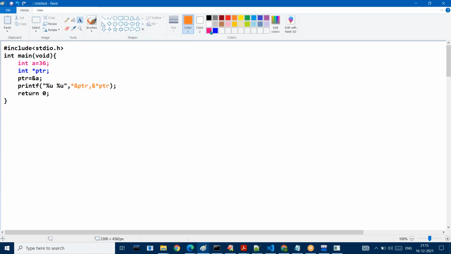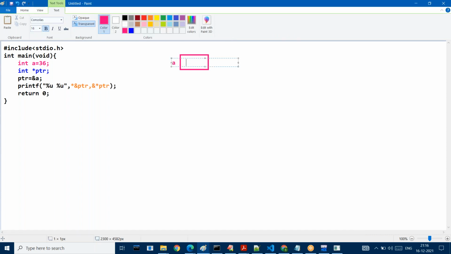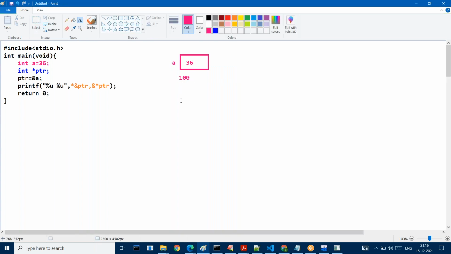Observe here, first line, variable declared. What is the name? A. What is the value? 36. What is the address? Some 100. Okay, let's see, Ayush, we will reach the conclusion.